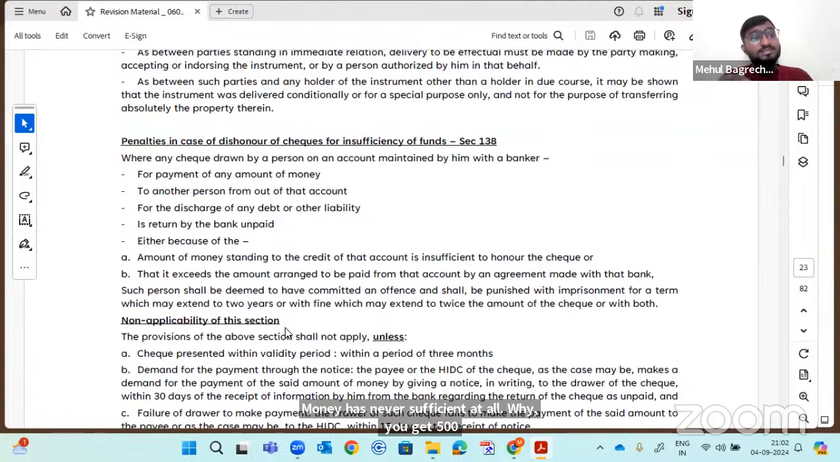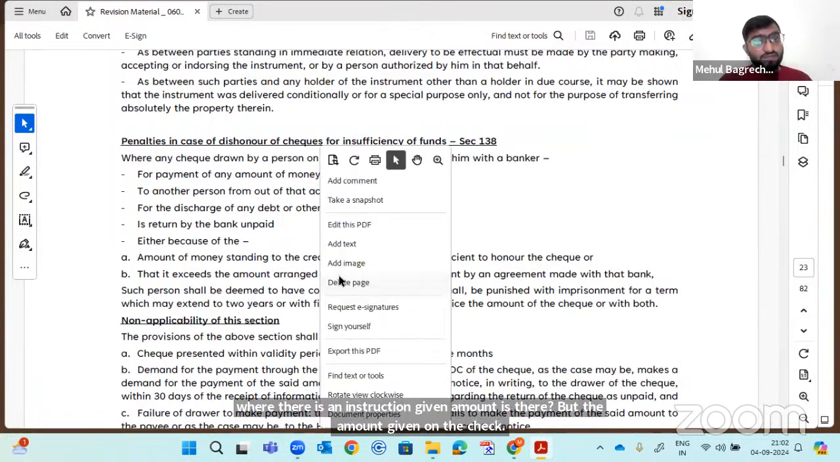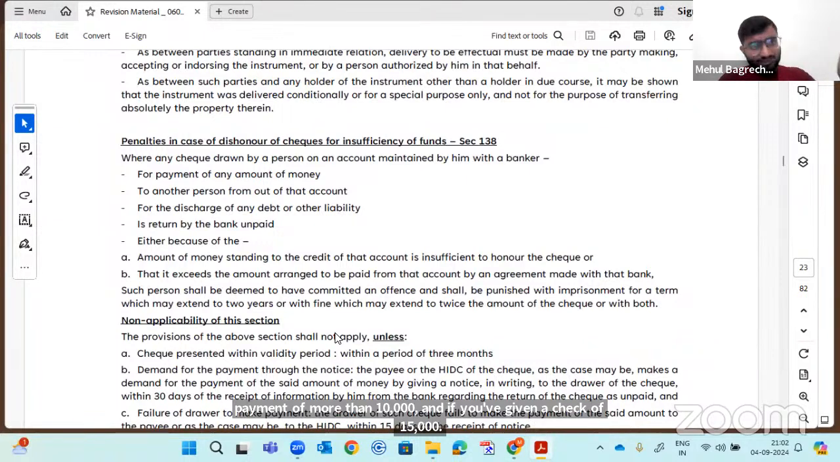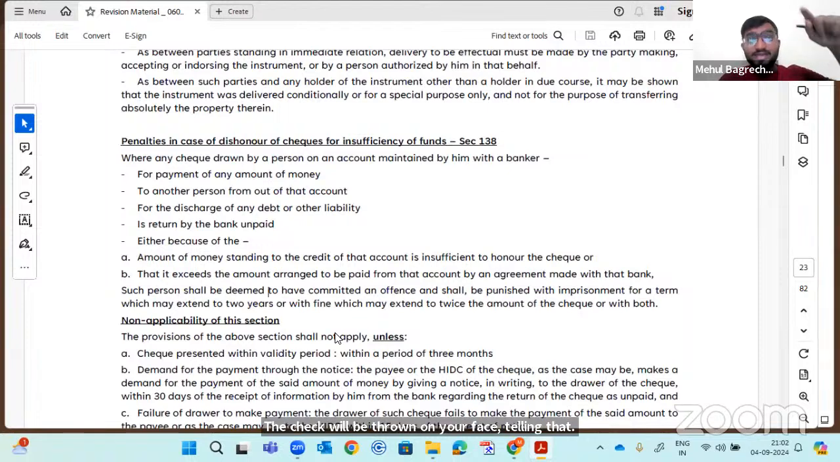Second thing is where there is an instruction given, the amount is there, but the amount given on the check exceeds the amount with which you have an arrangement with the banker. If you told the banker not to make a payment of more than 10,000, and if you've given a check of 15,000, the check will be thrown on your face, telling you that there is an arrangement with the banker and this amount exceeds the arrangement amount. Understand? In this case, the instrument is returned due to insufficiency of funds. As simple as that. Now, what will happen?